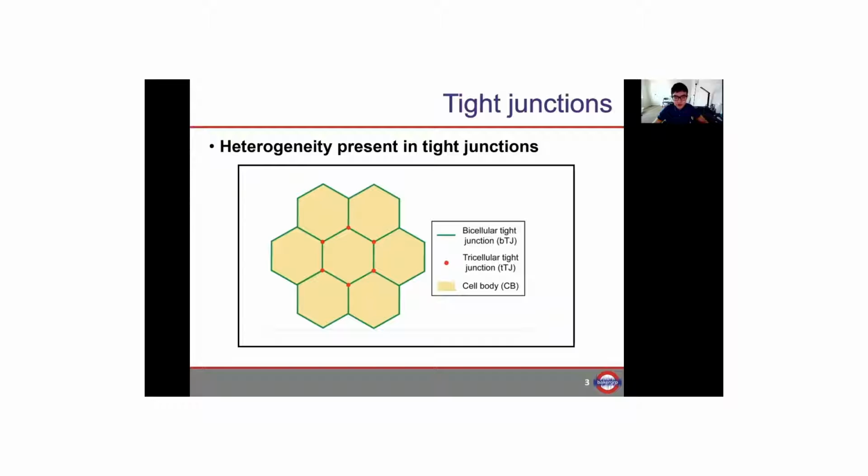Talking about tight junctions, here is a hexagonal map of a cell monolayer. Based on the morphology, we can classify the tight junctions into two types. One is bicellular tight junctions where two cells meet, and the other is tricellular tight junctions where three or more cells meet. Both types of tight junctions are very small in scale, usually in the nanometer or even sub-nanometer scale, especially for tricellular tight junctions. So they are very hard to study by traditional techniques such as the transepithelial electrical resistance technique.